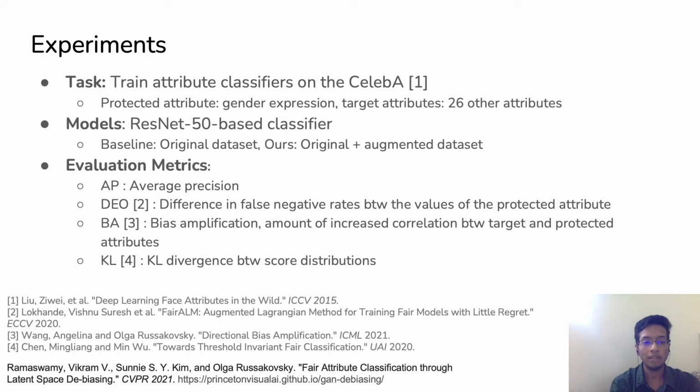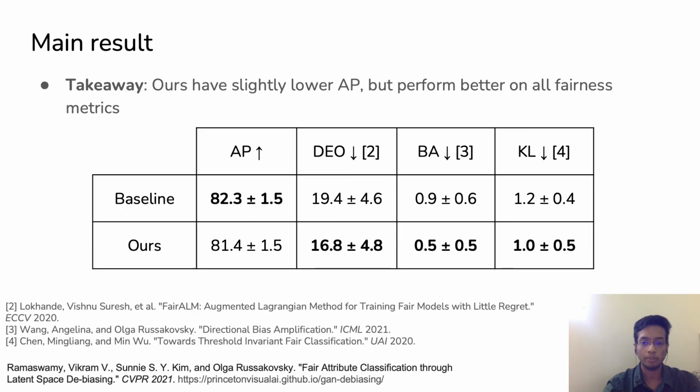We'd like to understand how well training with a balanced synthetic dataset can do. To do so, we use the CelebA dataset and train attribute classifiers for 26 different target attributes. Since we care about fair classification with respect to a protected attribute like gender expression, we measure the performance of our model using 4 different metrics. The first metric, average precision, is a threshold invariant accuracy metric. We also use 3 other fairness metrics: difference in equality of opportunity, bias amplification, and the KL divergence between score distributions. We find that training with a balanced dataset suffers a small loss in AP but performs better on all 3 fairness metrics. Our paper includes other results such as ablation studies of other perturbations, analysis of when our method performs well, and comparisons to prior work.